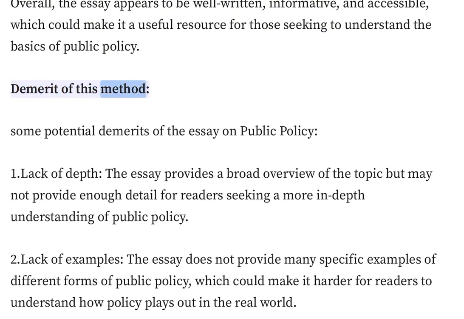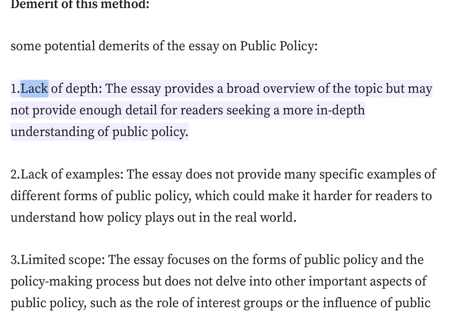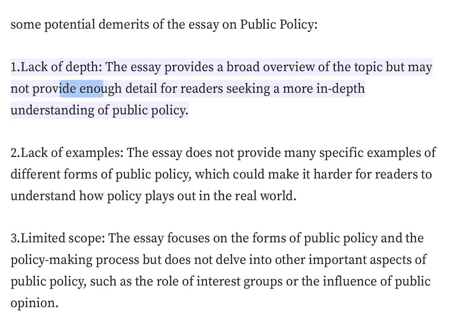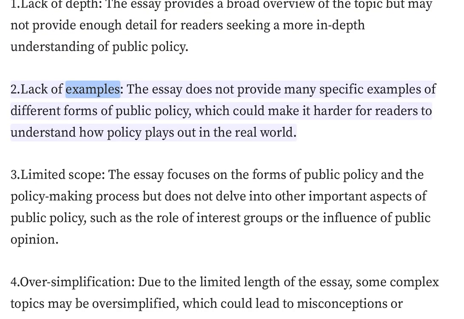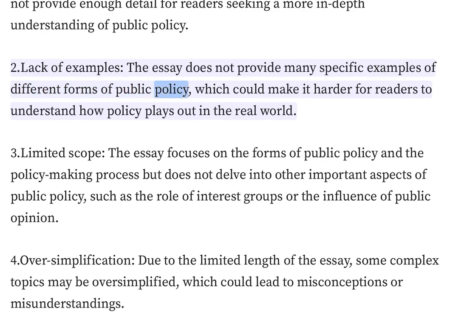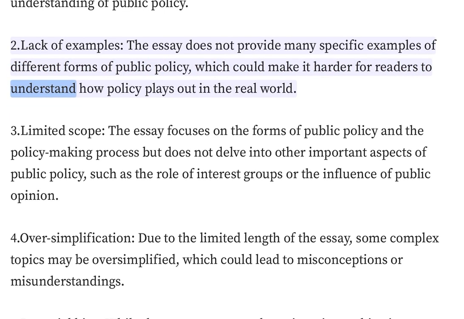Demerit of this method. Some potential demerits of the essay on public policy. 1. Lack of depth. The essay provides a broad overview of the topic but may not provide enough detail for readers seeking a more in-depth understanding of public policy. 2. Lack of examples. The essay does not provide many specific examples of different forms of public policy, which could make it harder for readers to understand how policy plays out in the real world.